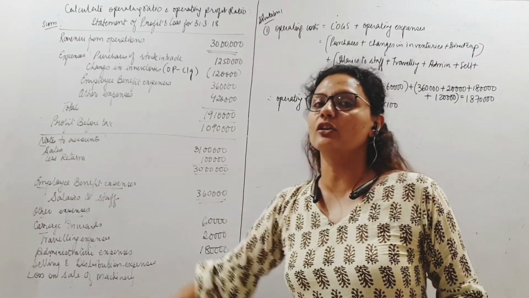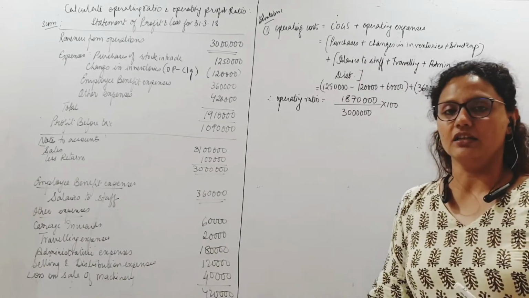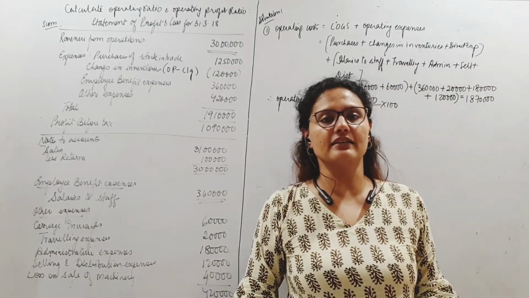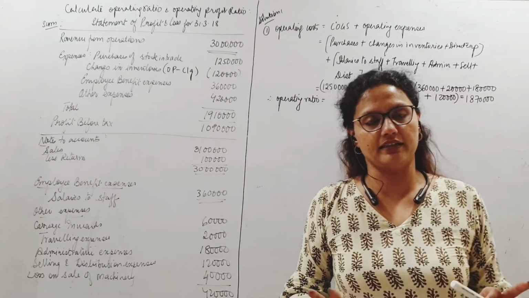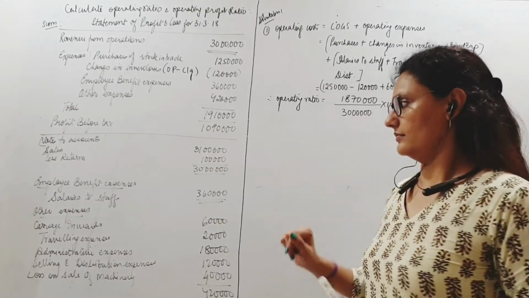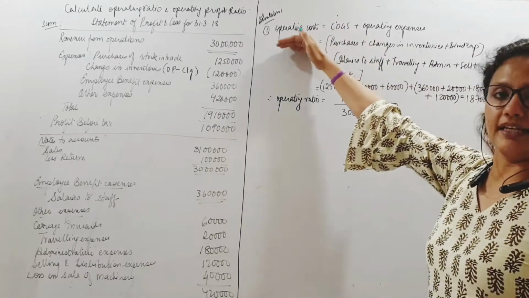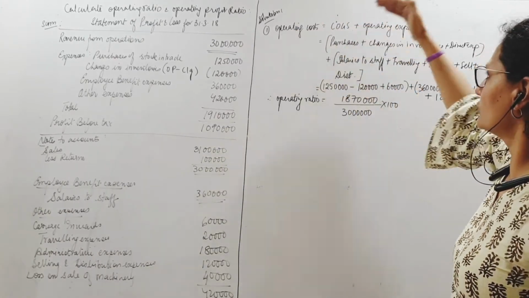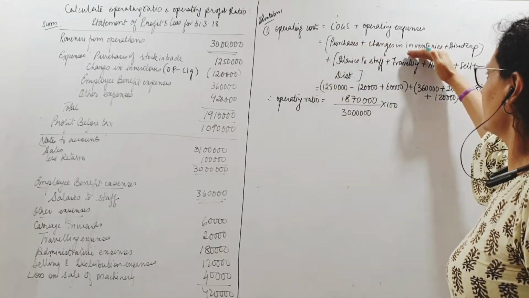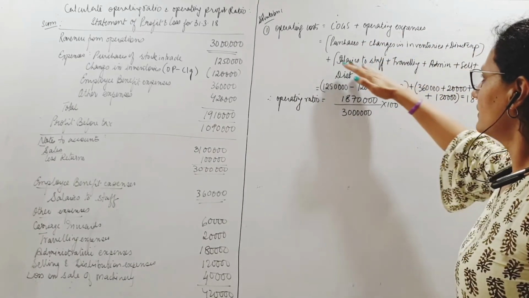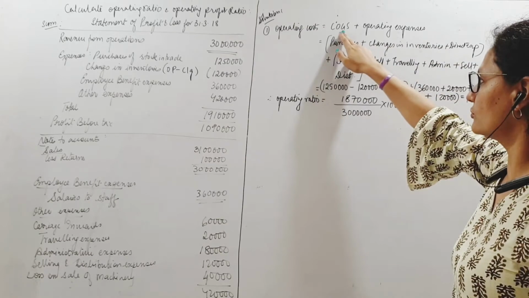But we will not take loss on sale of machine, because loss on sale of machine, a fixed asset, is not an operating expense. This is not related to my usual operations. Okay, therefore we come to calculate operating cost: cost of goods sold plus operating expenses. Purchases plus changes in inventory plus direct expense gives me cost of goods sold.